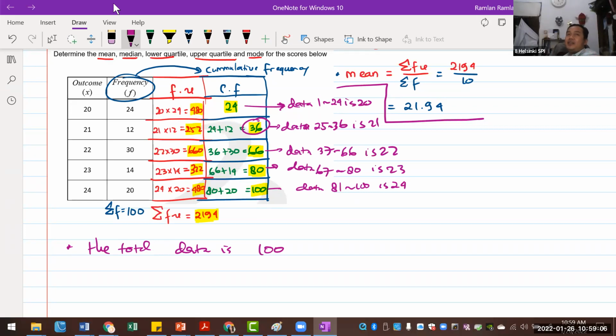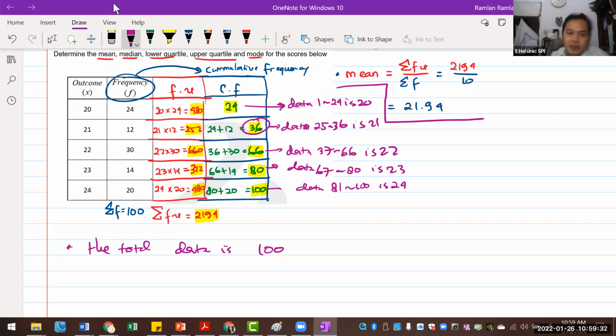Data median itu kan nilai tengah ya, in the middle ya. Kalau kita punya 100 data, ya 100 data nomor 1 sampai 100, data keberapa tengah-tengahnya? 37 sampai 66 yang 22. 37 sampai 66. Kenapa kamu bisa bilang di situ? Karena kan 50 ada di tengah-tengah, 37 sampai 66 di bawah 66 dan di atas 33. Ya, yang saya minta sebenarnya adalah yang data ke 50 yang kamu sebutkan ya.